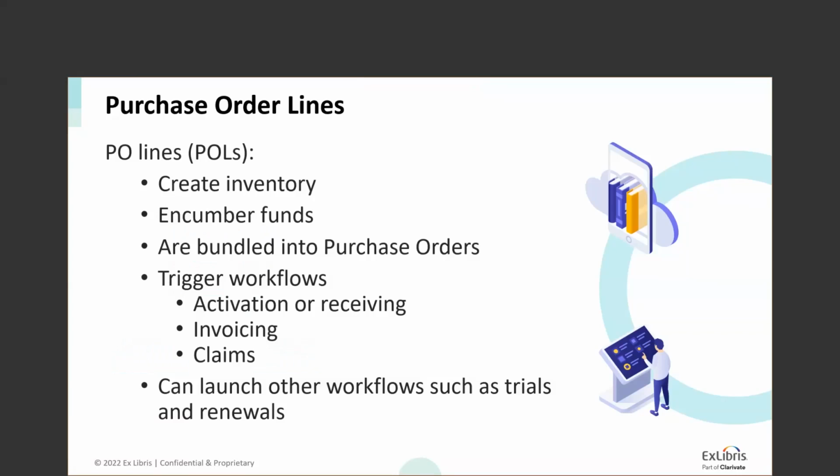Now, when we talk about purchase order lines, what do those do for us? They create inventory, they encumber funds, they're bundled into POs. The important thing is they trigger workflows down the way related to activation and receiving, invoicing and claims. So the format matters, the continuity of the order matters, whether it's one time or continuous. Making that correct choice at the order line creation point makes a big difference down the road as you move through your workflow.